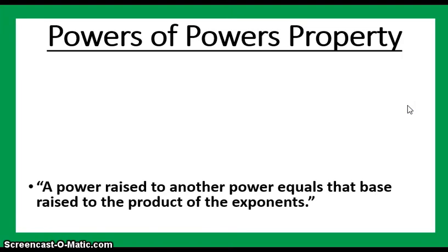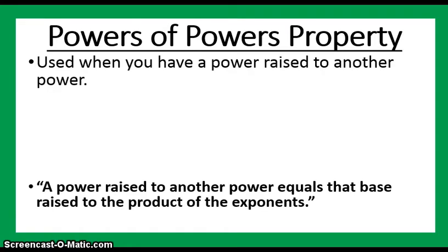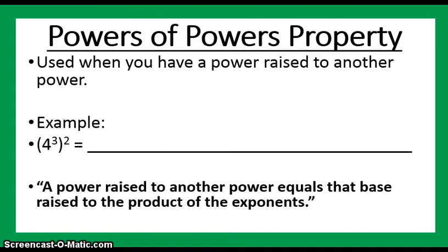Now, let's look at the second property, the powers of powers property. This property says a power raised to another power equals that base raised to the product, which means to multiply the exponents. This one is used when you have a power raised to a power. Let's look at an example. If we have 4 cubed to the second power, we see powers of powers because this base has 2 exponents acting upon it.